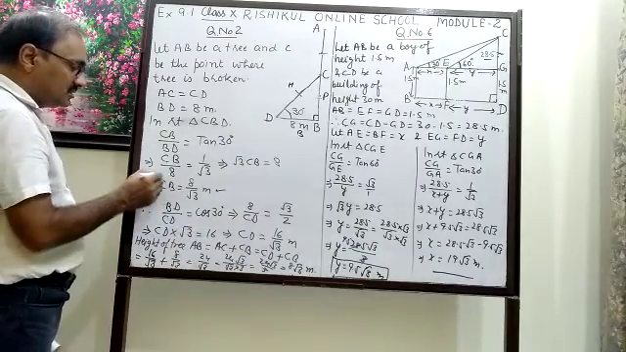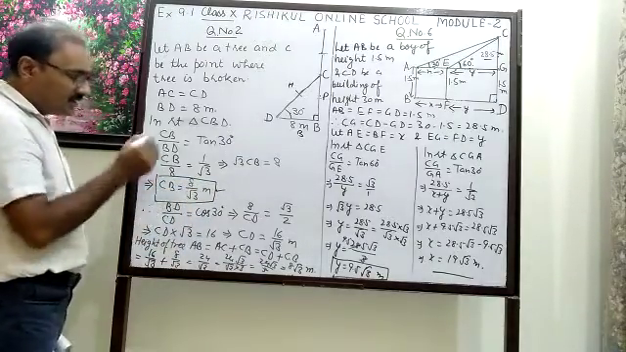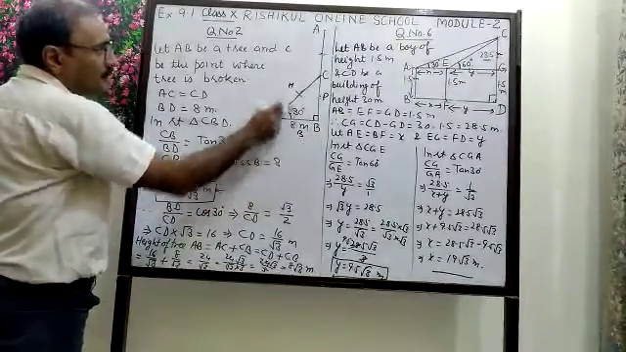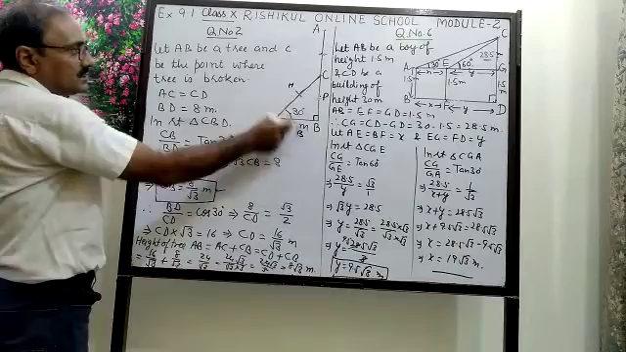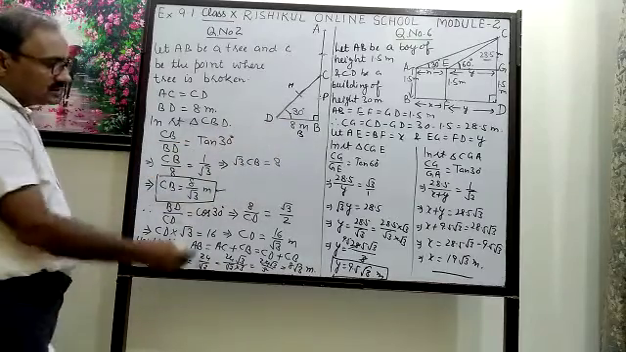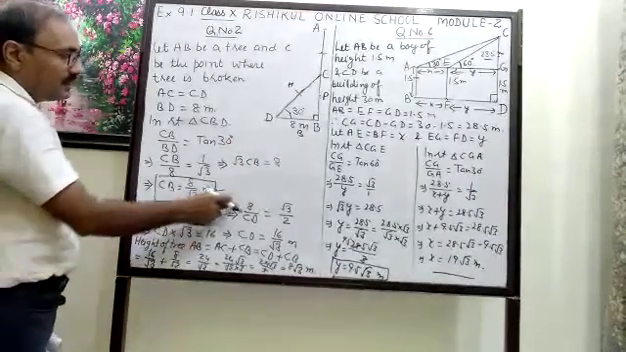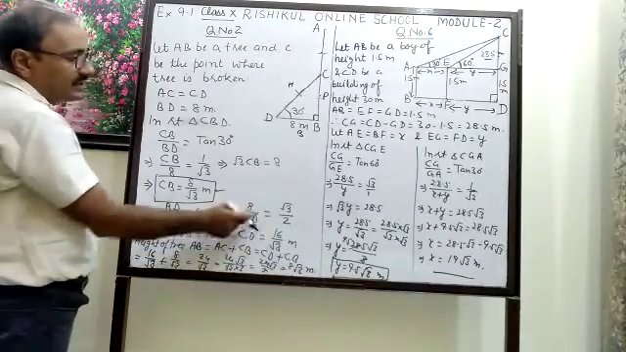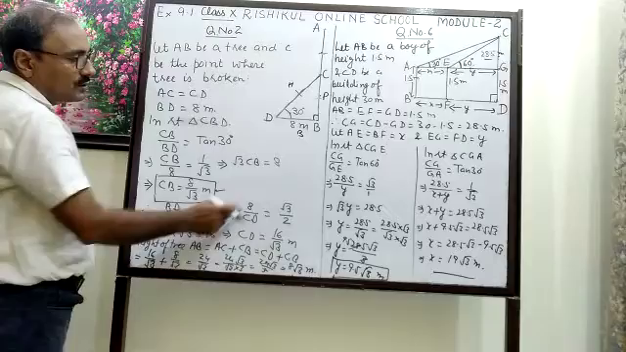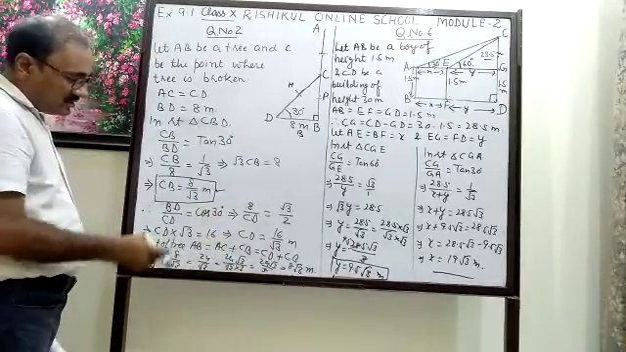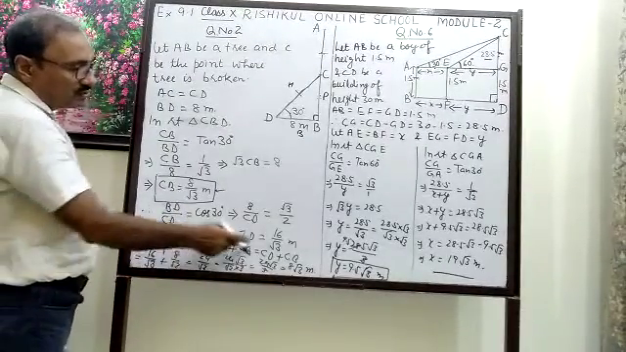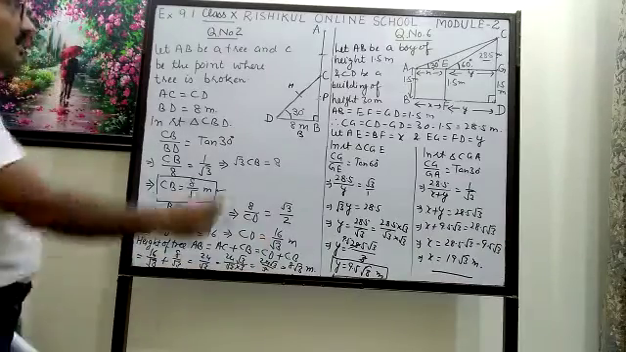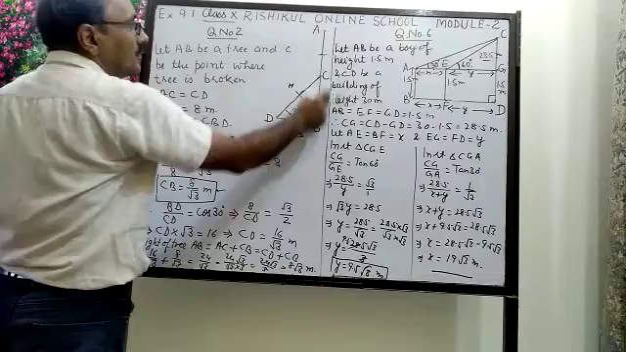Then next, in the same right triangle CBD, BD upon CD, base upon hypotenuse, is cos 30. BD is 8, and cos 30 is root 3 upon 2. Cross multiply: CD into root 3 equals 8 into 2, which is 16, and CD is equal to 16 upon root 3. Then the height of the tree AB equals AC plus CB.